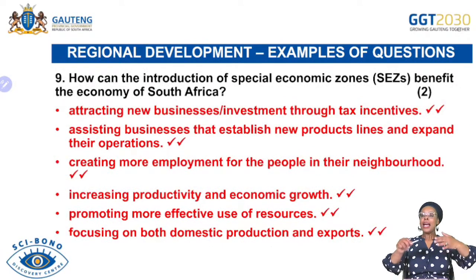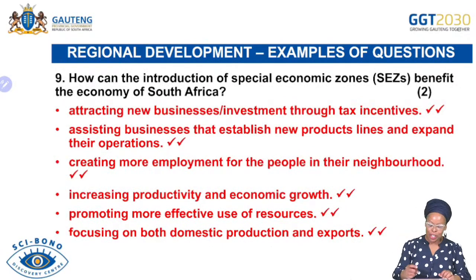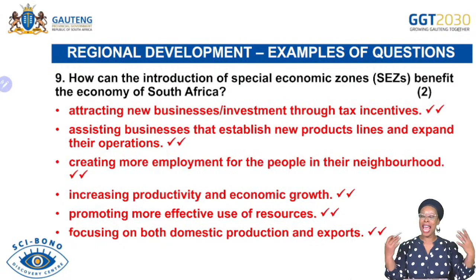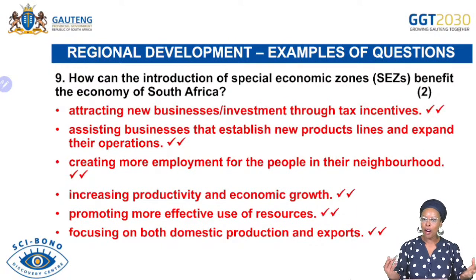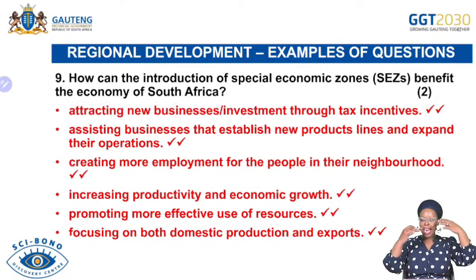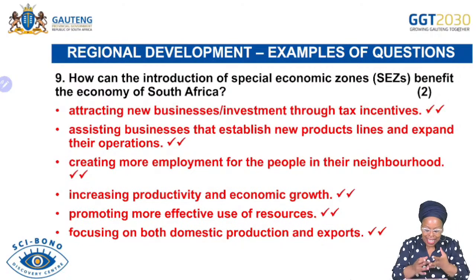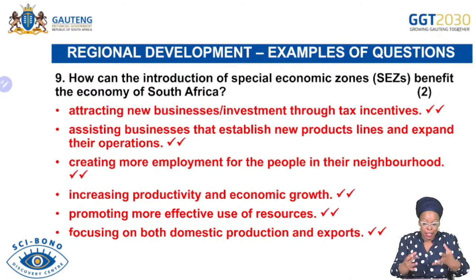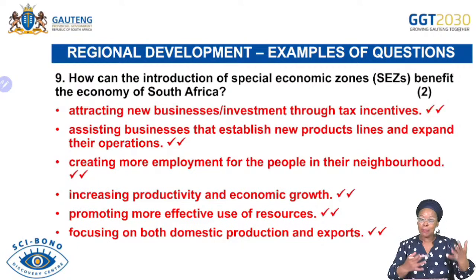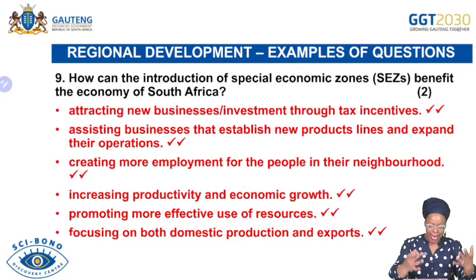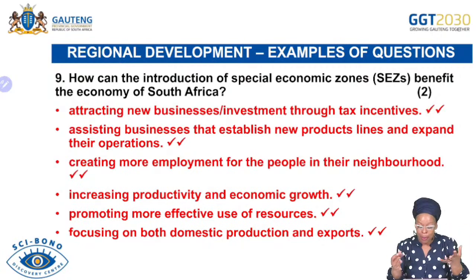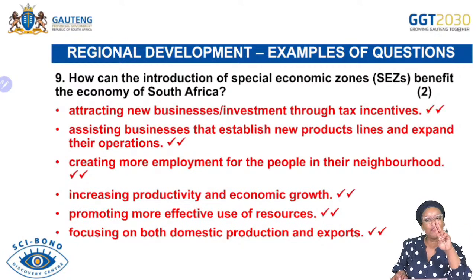Yes. If it is a 2-mark question, you will mention that it will help in attracting more foreign investors in South Africa. You can mention that it assists businesses that establish new product lines. Remember, I explained these benefits to you. It will create more employment for the people in the neighborhood. But if it is for 2 marks, only one full sentence is fine.